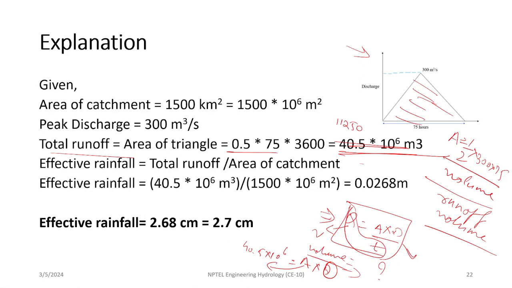Yeah, we got it. 40.5 into 10 to the power 6. That's good. Yes. Okay, so now your answer is correct, but some values are missing. So what do I have to do? 40.5 into 10 to the power 6. That's good. What was left?